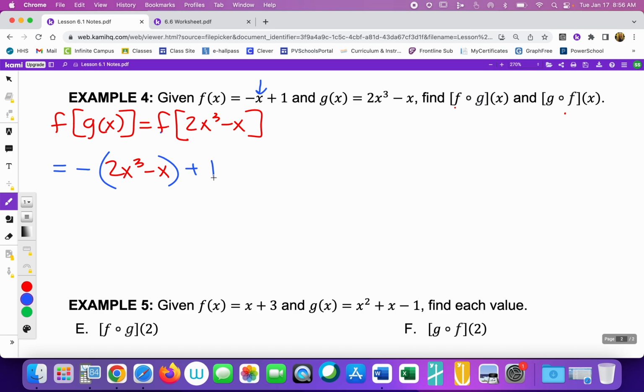Okay, stay organized as you do. You do need to distribute that minus sign in here, and then we'll combine any like terms we have. So after we distribute the minus sign, what do we have? Negative 2x cubed plus x plus 1. Are there any like terms? No. Okay. So this one wasn't too complicated. Does anyone have any questions at all?